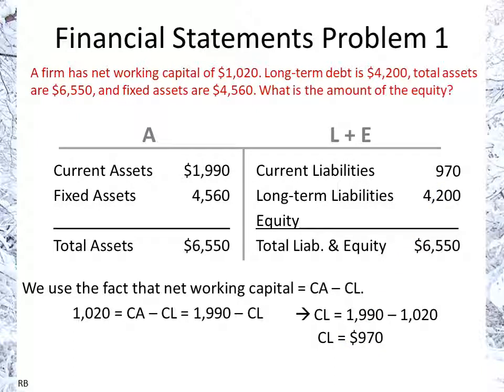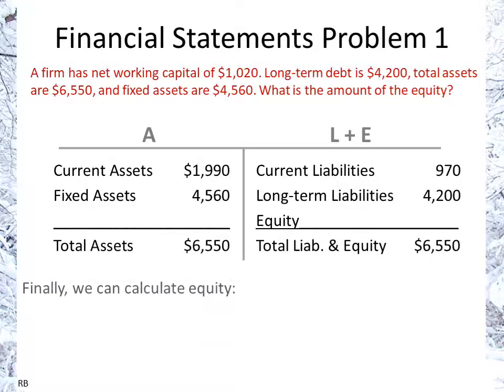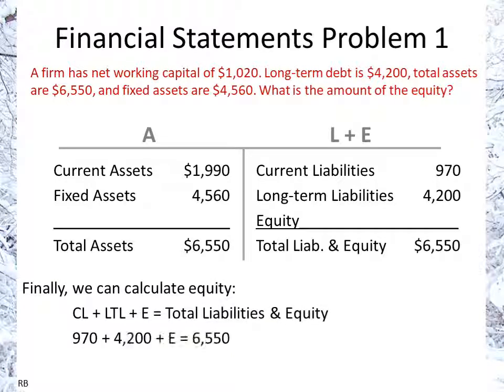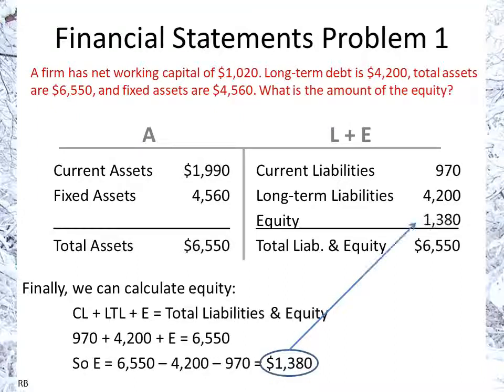And that leaves us needing only to calculate equity, which of course is what we're looking for. We know then that 970 plus 4,200 plus equity is going to be the total, which is 6,550. So there you go. Turning that around, equity is 6,550 minus the other two, and that gives us an answer of 1,380. So there you have it.